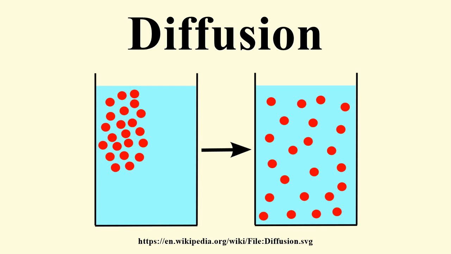Diffusion is the net movement of molecules or atoms from a region of high concentration to a region of low concentration. This is also referred to as the movement of a substance down a concentration gradient. A gradient is the change in the value of a quantity with the change in another variable. For example, a change in concentration over a distance is called a concentration gradient.